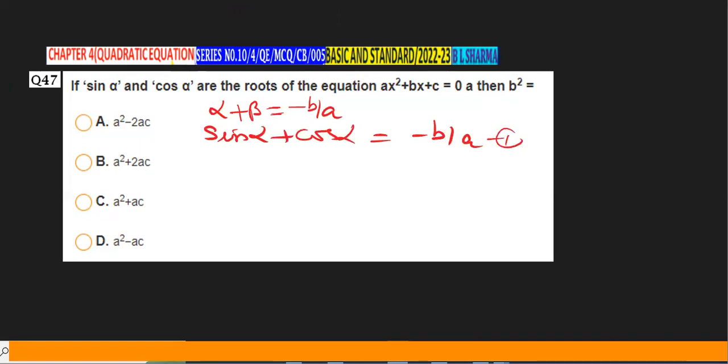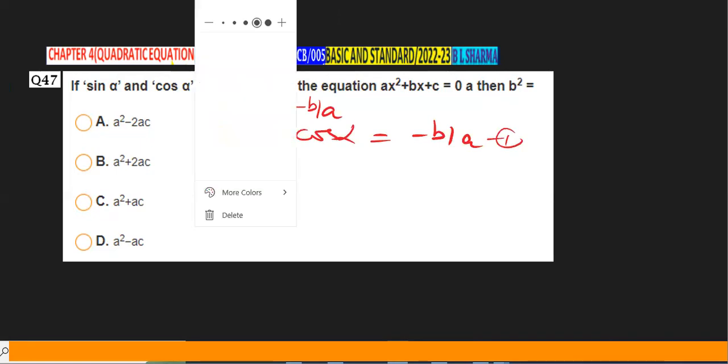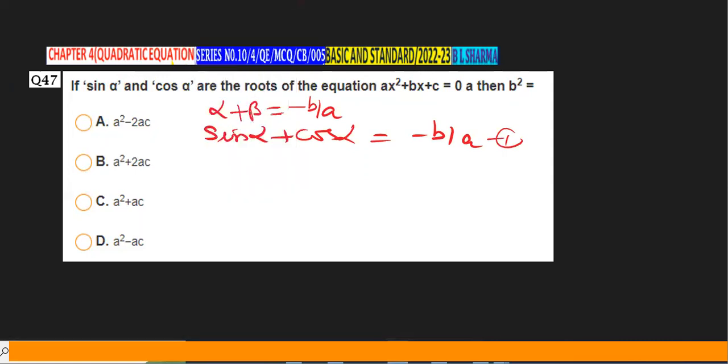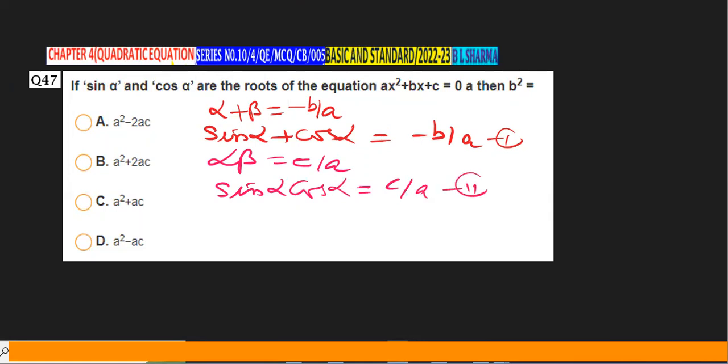This is the first relation. The other relation is the product of zeros, alpha into beta, which is given by C upon A. So sin alpha into cos alpha is equal to C upon A. This is the other relation.